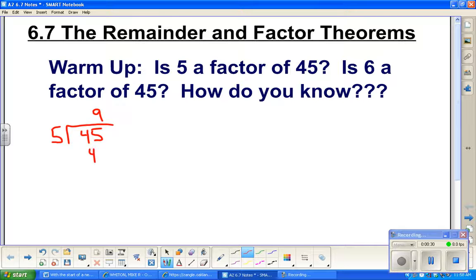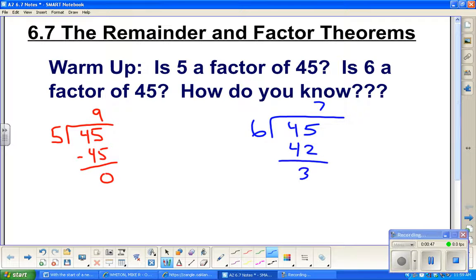Okay, and if we multiply, what happens with the remainder? 0. So it went in evenly. Okay, it goes in 9 times. But what if we tried 6 into 45? Not evenly, right? It goes in 7 times, but we have a remainder. It did not go in evenly, so it would be 7 and 3/6, or 7 and 1/2. So it doesn't go in evenly, so that means it's not a factor.